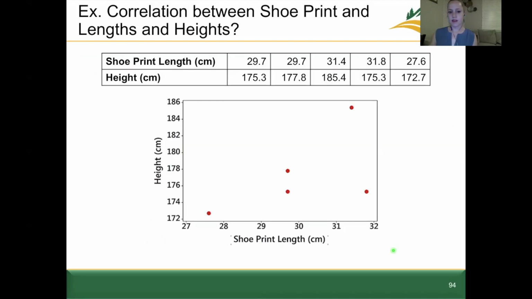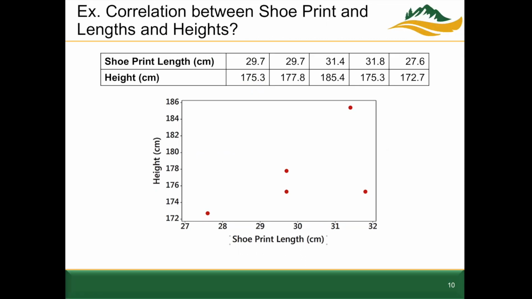Okay, let's look at this example here. So here we have one variable, shoe print length in centimeters. Our other variable is height in centimeters. Shoe print length is the X variable, it's on the X axis. Height in centimeters is our Y variable, it's on the Y axis. So here we have 5 different people, I'm assuming they're people, where we have a shoe print length of 29.7 centimeters. This data point is from this person who has a height of 175.3 centimeters.